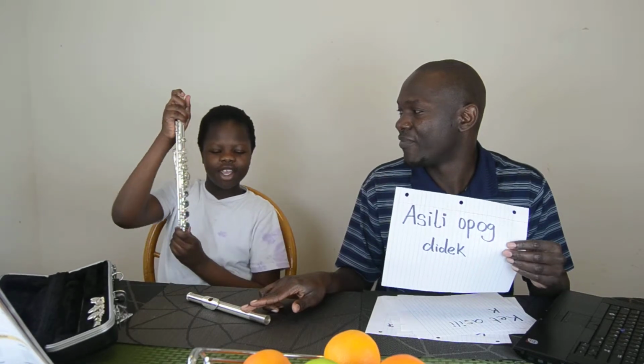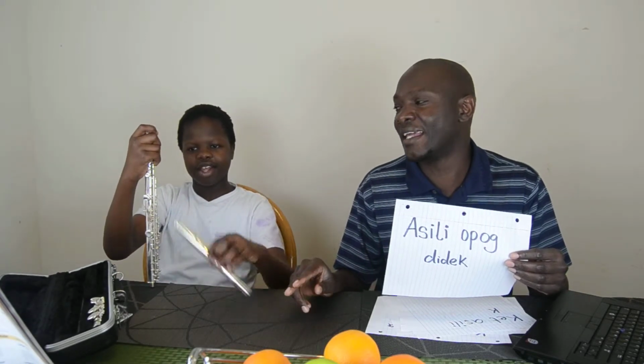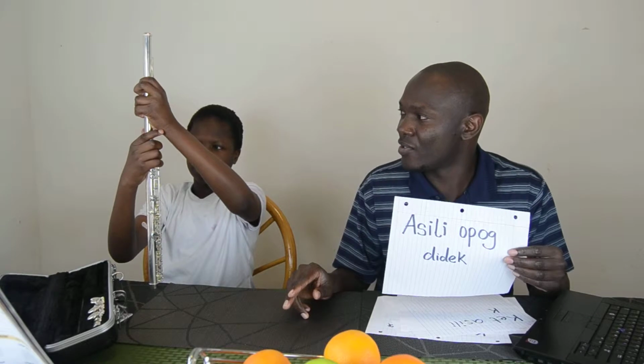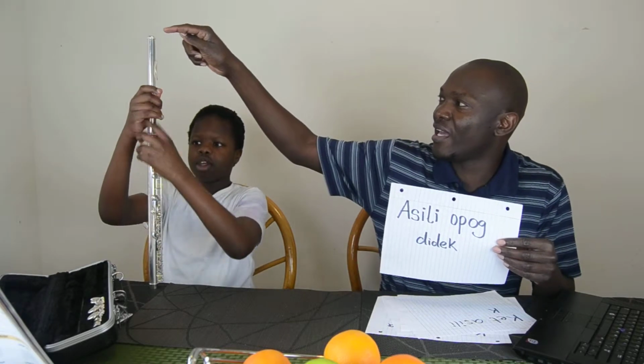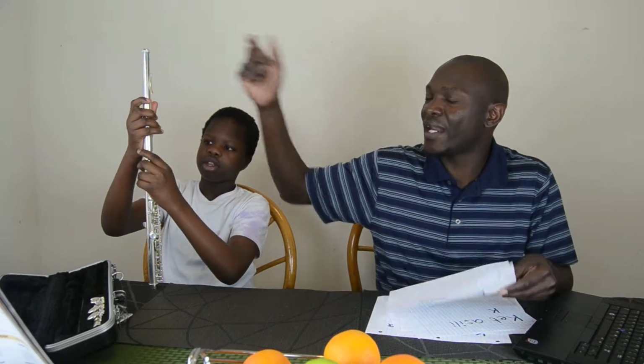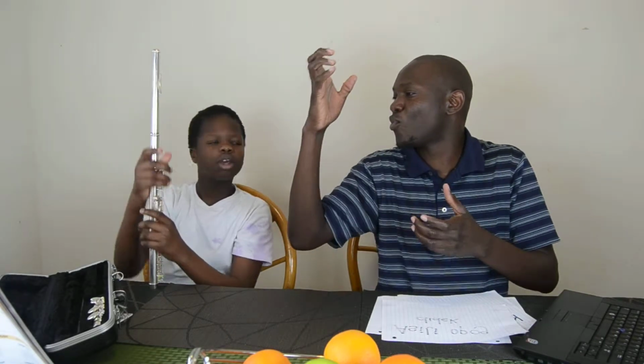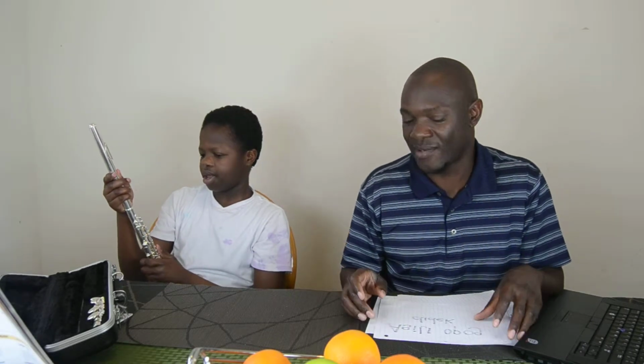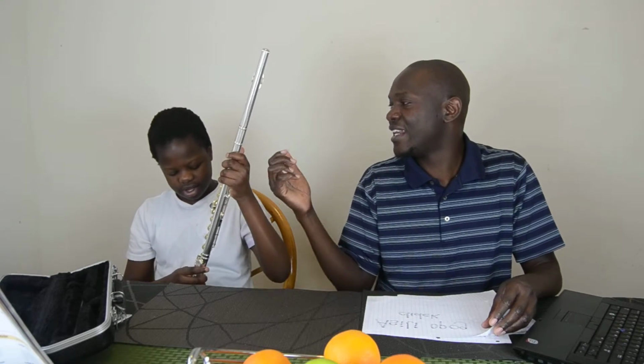This is the body. Body is dende. So you join wiye gi dende. Ariwo wiye gi dende. Then this is the foot, tiende. Ariwo dende gi tiende.